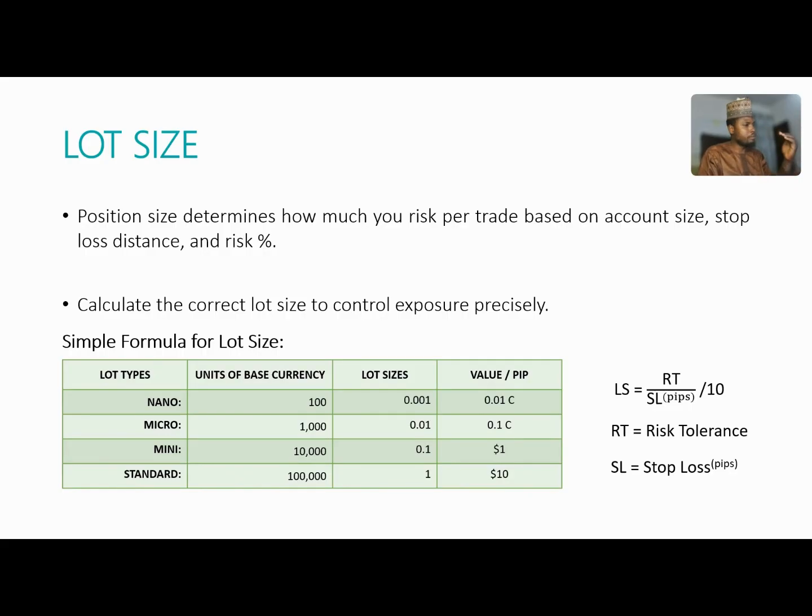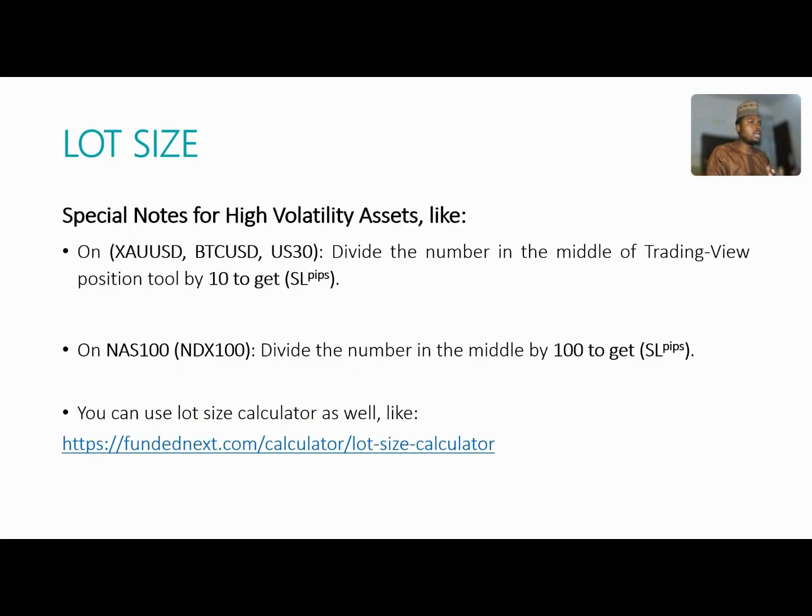But there are some small changes if you are trying to calculate it for high volatility assets like XAUUSD, which is gold, BTC, US 30. What are those changes? You are going to divide the number by 10. That is how you are going to use your stop loss in pips. Let me explain so that you will understand more.